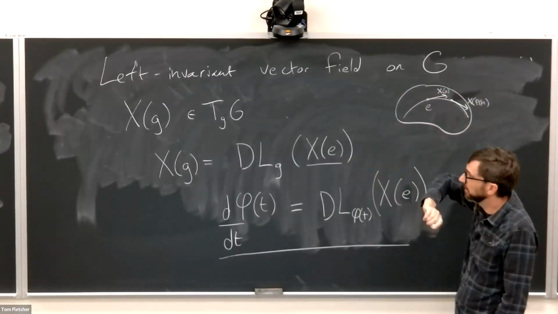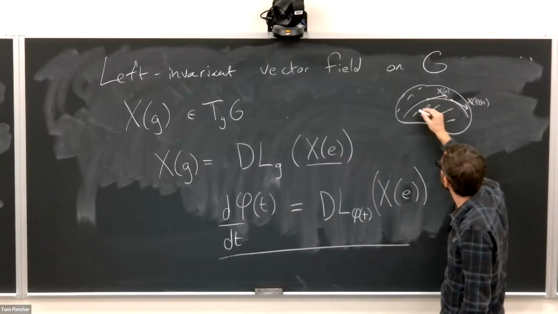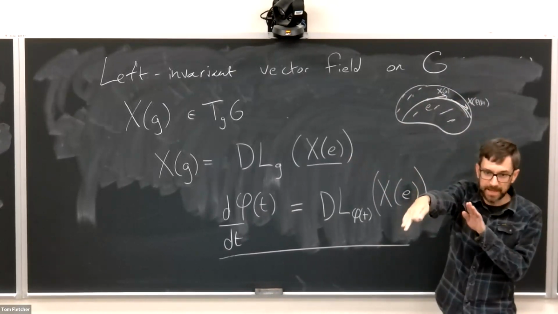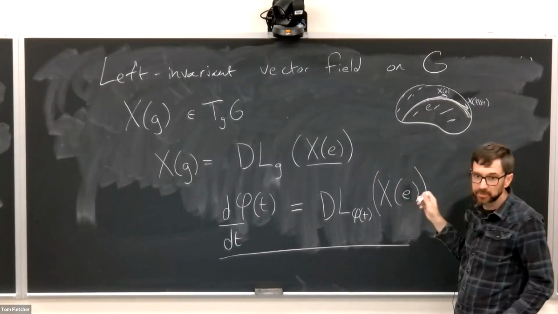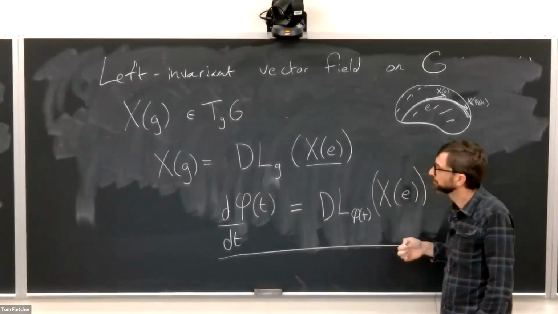If you give me a left invariant vector field, this is really defined everywhere in the manifold. But if I just integrate that vector field, I just stay following that direction. I get the one parameter subgroup. I'll satisfy these conditions that give me a one parameter subgroup.